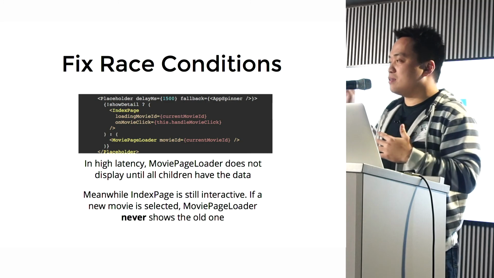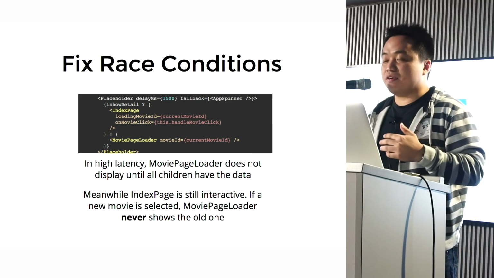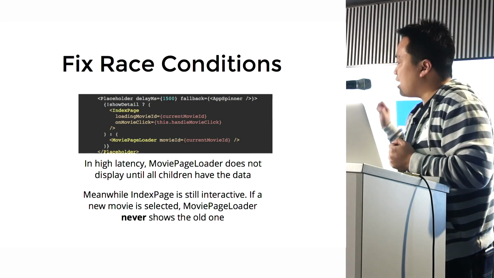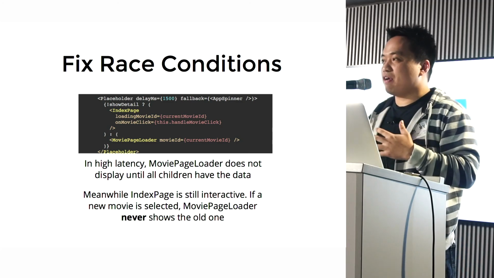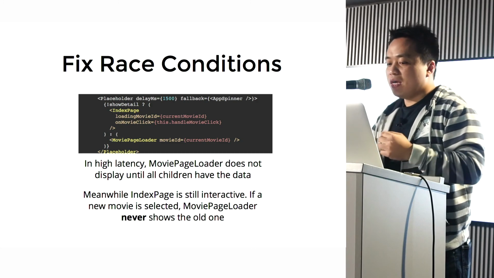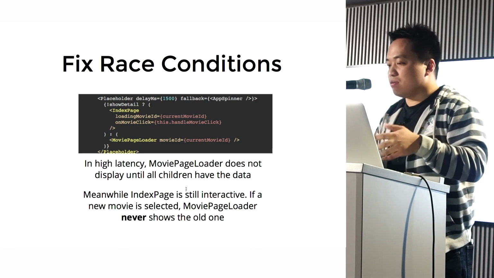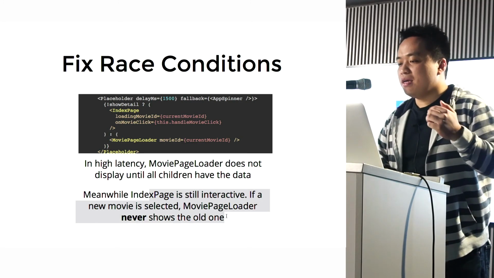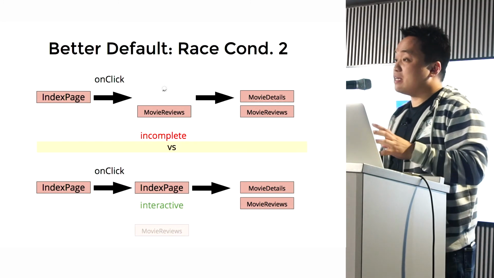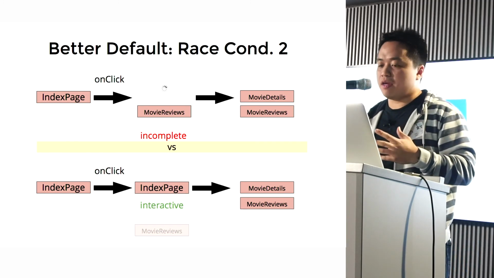Again, don't get lost in seeing the code. I realize the screen is too small for you to see it anyway. But this is all available online, and just get the big idea that we fix race conditions by having a better default. If a new movie is selected, it never shows the old one. So that's the first race condition I can identify in going through all the demo examples.